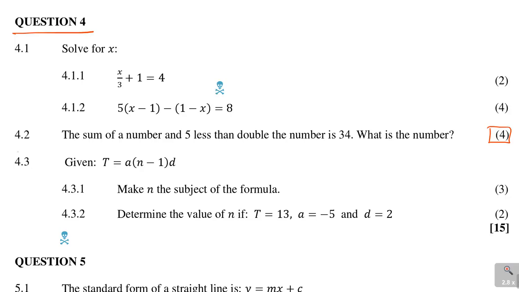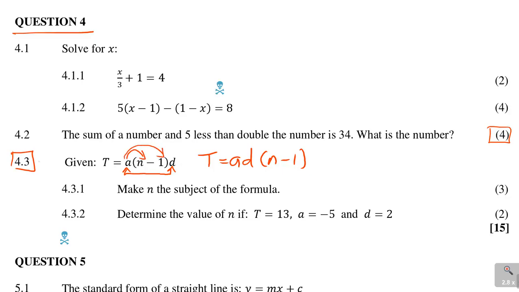Now let us go to 4.3. Given t is equal to that, make n the subject of the formula. So I'm interested in making n the subject. The key thing they were trying to trick you with there is a and d. You are supposed to realize that t is equal to a d, n minus 1. That's what they wanted to trick you with, because you were going to expand that and expand that.